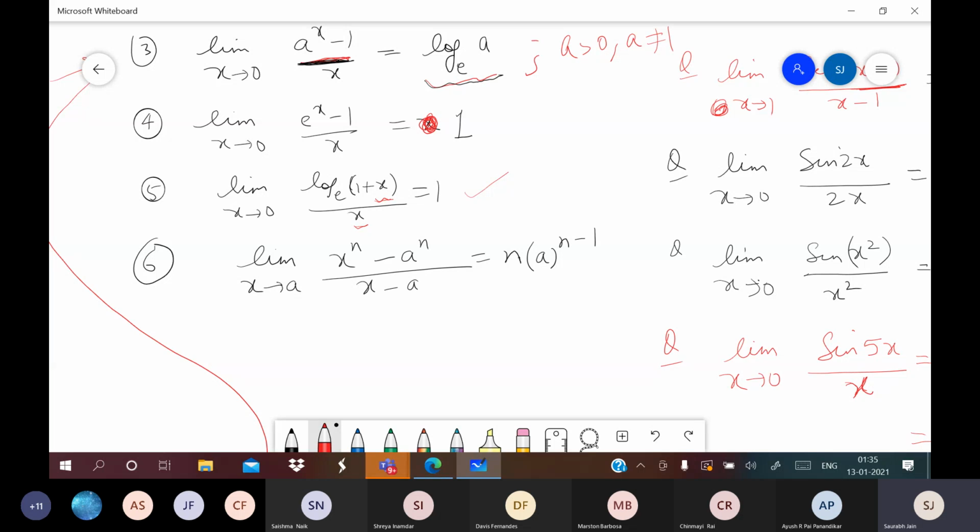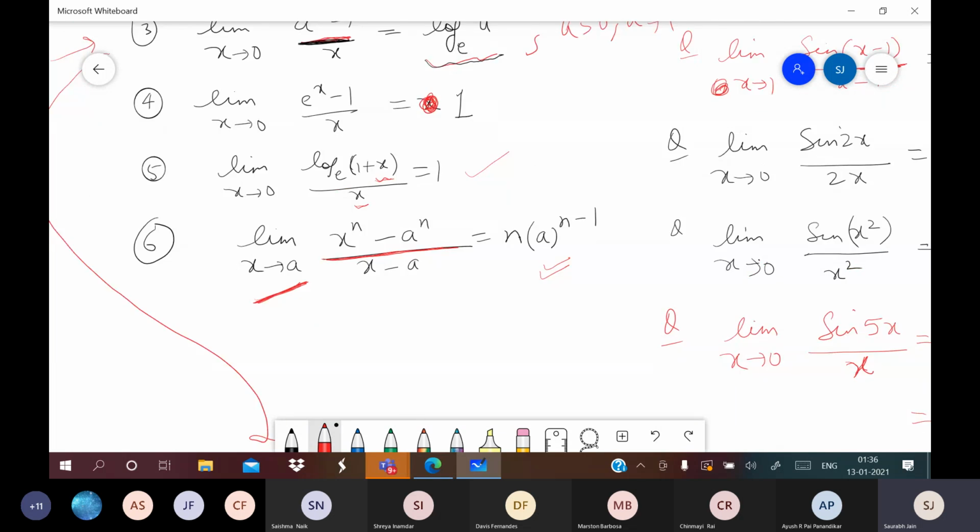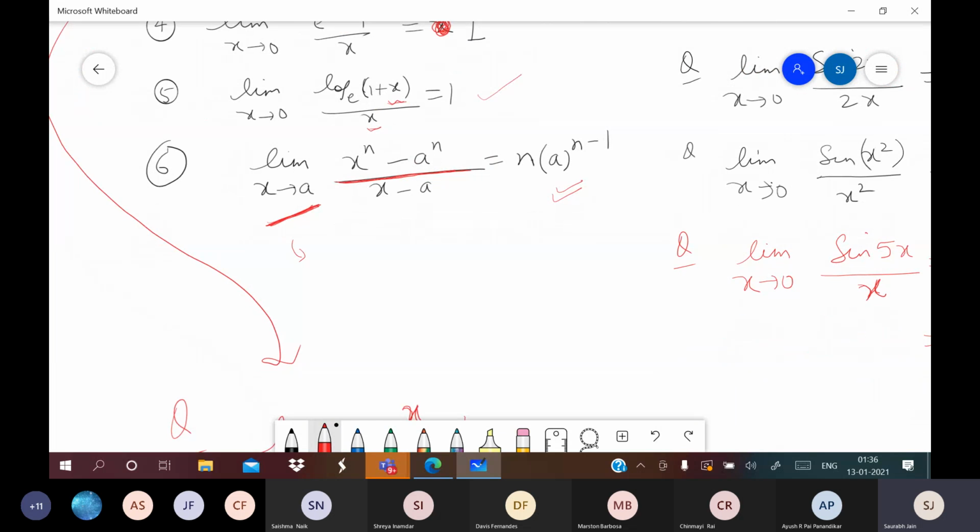And sixth is here x is not tending to 0. Pay attention, x is tending to a. And if the question is of this appearance, answer is n into a to the power n minus 1. For example, let me take a question here only. Suppose it is limit x tends to 2, and the question is this. Okay. So as we can see, the question is of this appearance only.